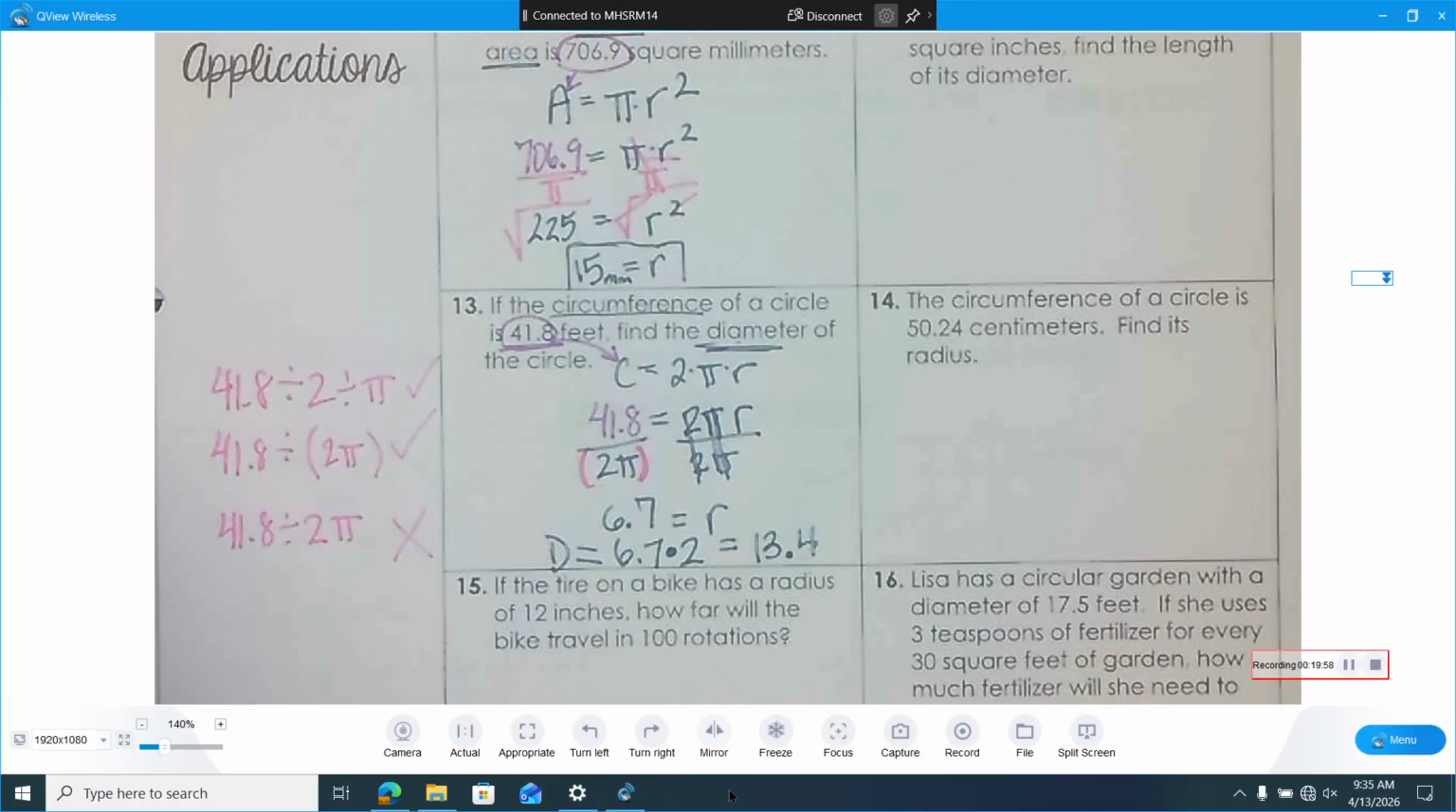Everybody should be able to color it. No extra credit. Color it.